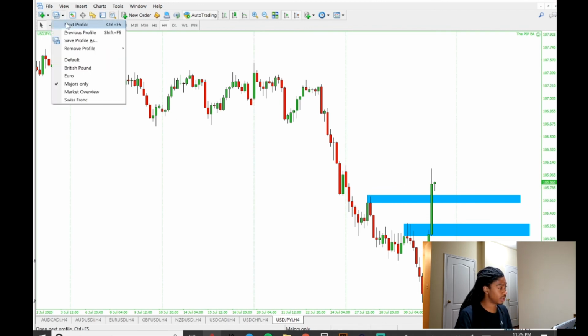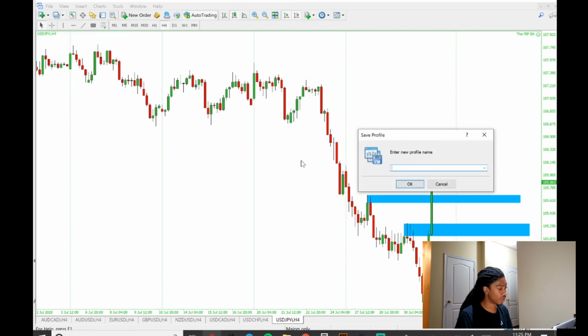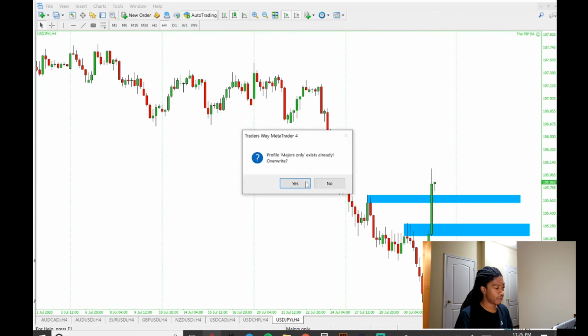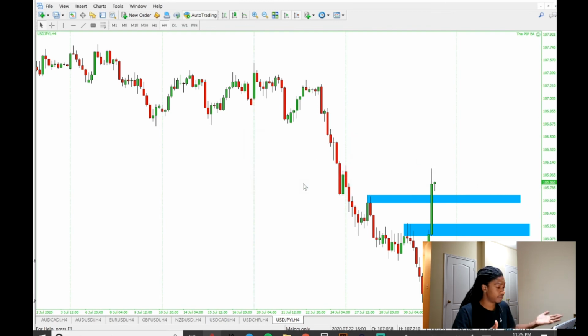I can go over here. Let's go save profile as and majors only. And really, it's ready, everything's set. I have the EA turned on right here, and I also have a VPN connected to it, so even when I close everything down, it still operates and runs, which is really good. So that does its thing, and it's ready to send trades off to the Telegram.